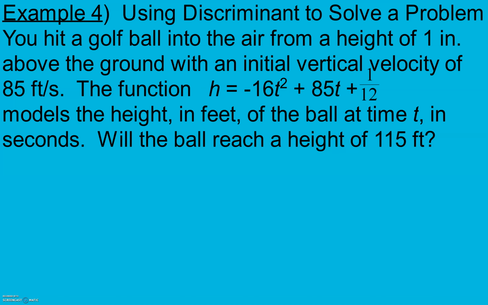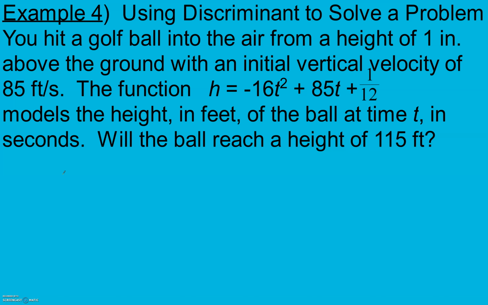Example 4. You hit a golf ball into the air from a height of 1 inch above the ground with an initial vertical velocity of 85 feet per second. They took all that information and plugged it into this function for us. The 1/12 is our height, that 1 inch, so 1/12 of a foot. 85 is our initial vertical velocity, and that negative 16 has to do with gravity. It models the height in feet of the ball at time t in seconds.